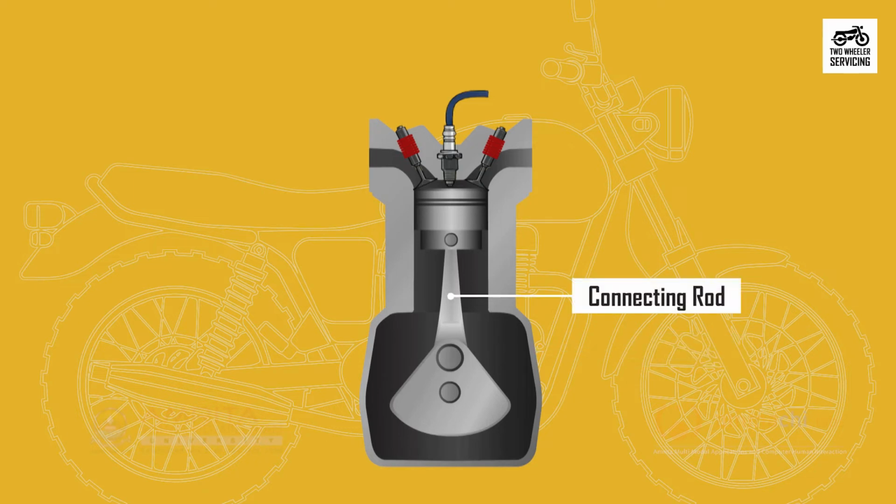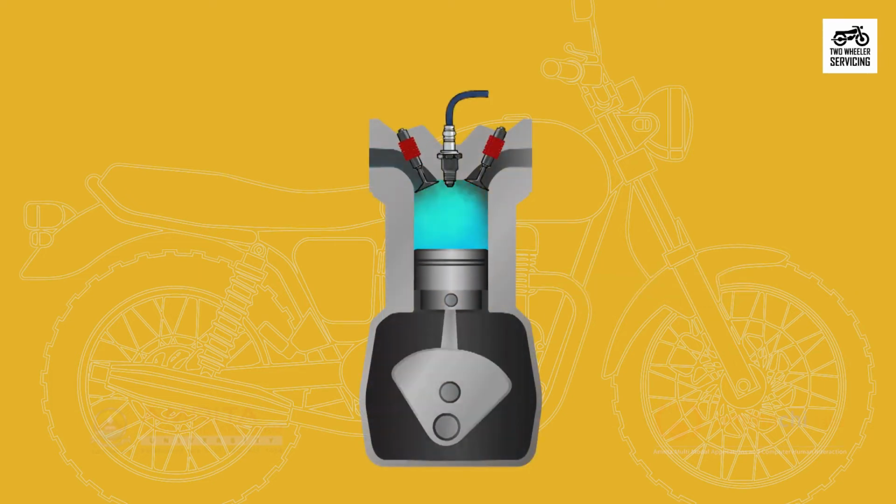Connecting rod. The connecting rod connects the piston to the crankshaft. The big end of the connecting rod is connected to the crank and it freely rotates over it. The smaller end of the connecting rod is connected to the piston. The connecting rod changes the sliding motion of the piston into rotating movement of the crankshaft.